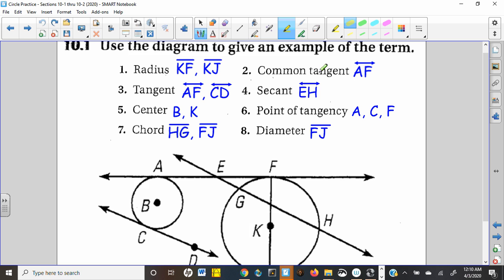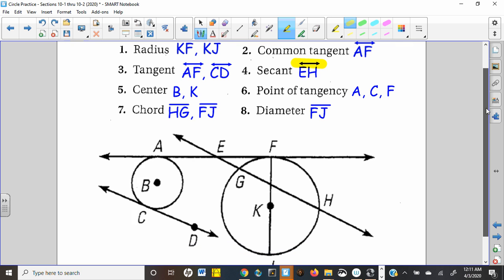Now, a tangent, unless it specifies that it's a tangent segment or a tangent ray, is defined as a line. We saw that in our definitions a couple of days ago. So you need to have the line notation. Notice that AF is a common tangent because it's a tangent to both circles B and K simultaneously. A secant is also a line, so you have to have the right notation there. There are things called secant segments that you'll talk about, but right now this just said secant. Secant is defined as a line.